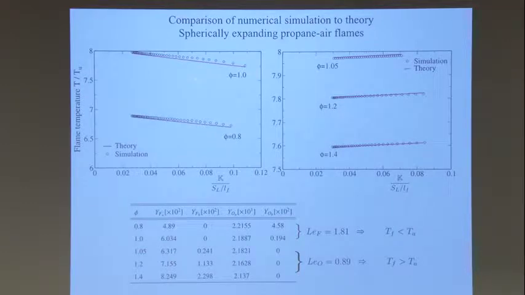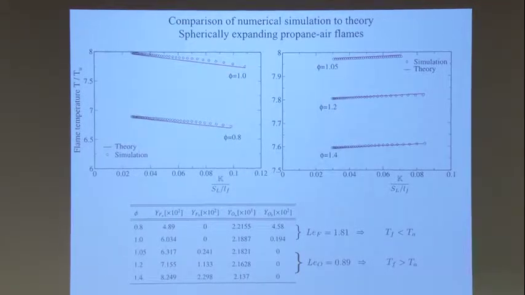The theory is the red line, and the dotted points are the numerical simulation. So in those two cases, the flame temperature slightly decreases with increasing stretch, or it's probably better to say that as the flame expands, you're moving this way and the temperature increases towards the adiabatic flame temperature, clearly. So it's slightly below. Similarly here, in this case, it goes down towards the adiabatic flame temperature.